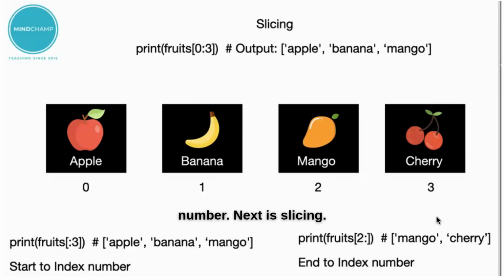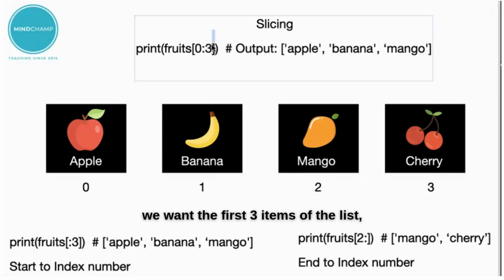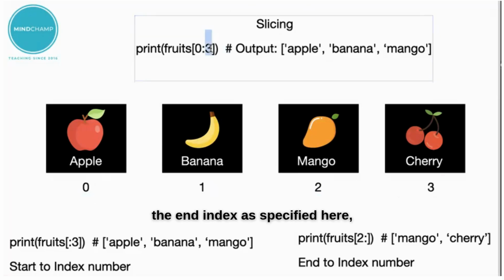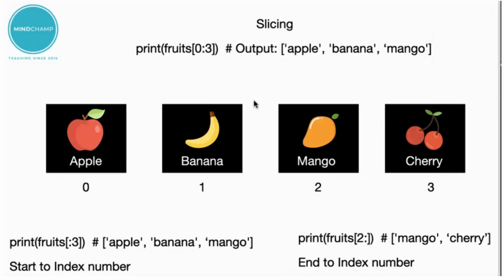Next is slicing. Slicing is basically a way to extract parts of a list. So for example, we want the first three items of the list, right? Now as we know, list indexing starts from 0, so 0, 1, 2 would be the first three items in the list, right? So the end index as specified here, 3, is usually not included.